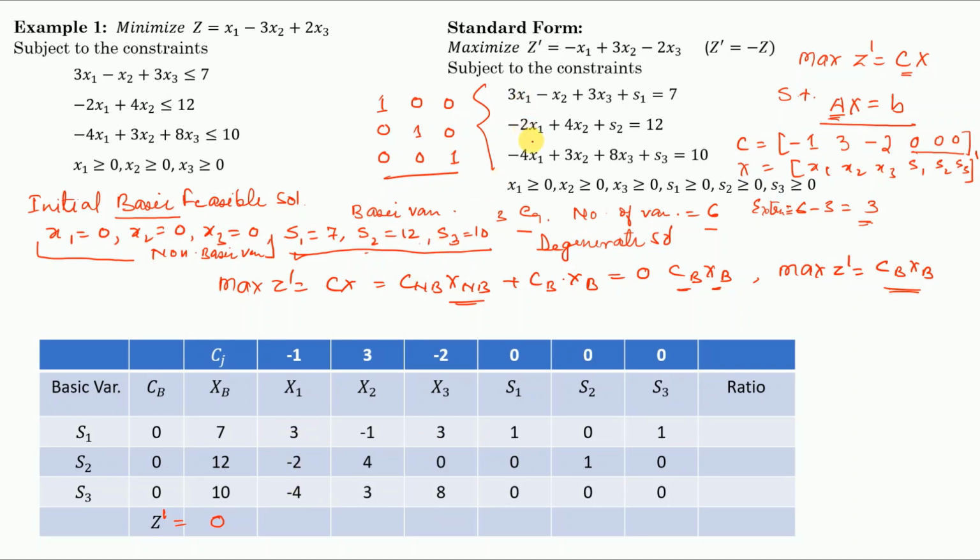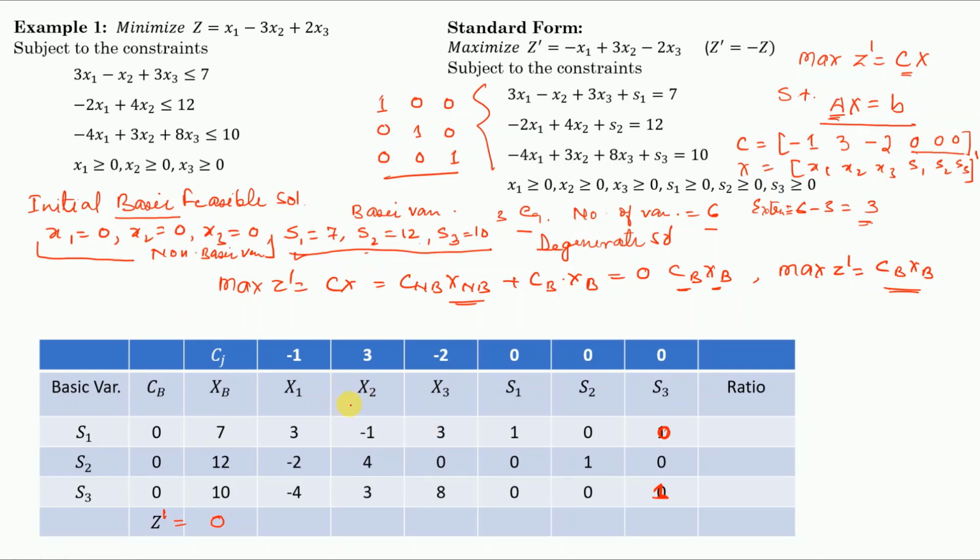Look at this: 3, -2, -4, then x2: -1, 4, 3. And this part is 0. And this is wrongly written. This is 1, so you will correct it. So 1, 0, 1, 1, 1. So this is a unit matrix corresponding to S1, S2 and S3 because these three are basic variables. So this is the first table.